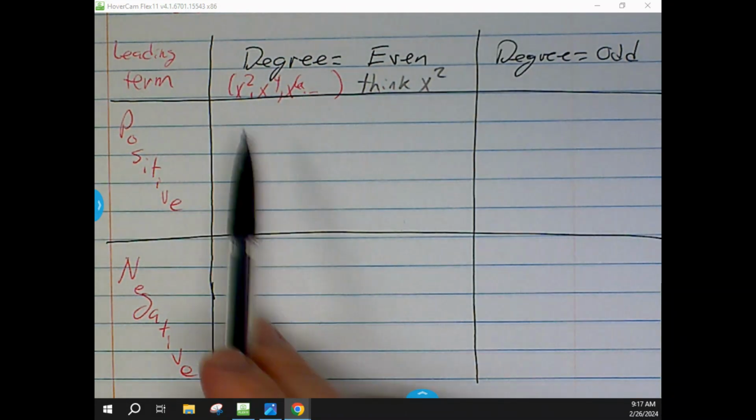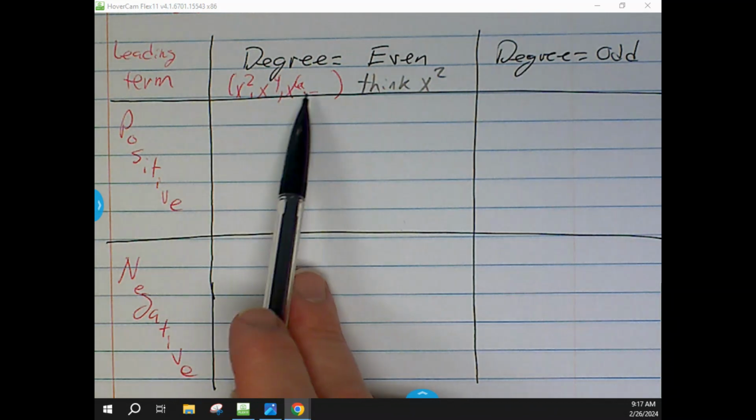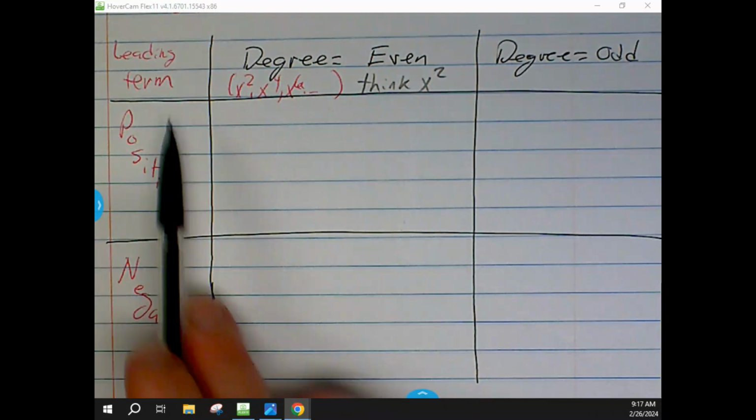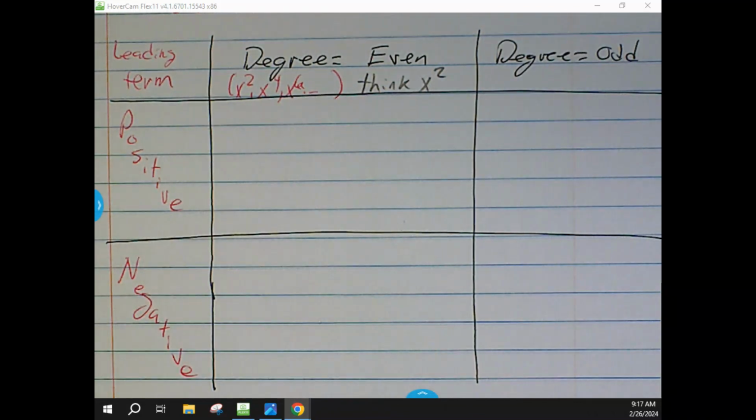And all the other graphs, if it's x to the second, x to the fourth, x to the sixth, x to the eighth, everything else after that is going to look similar to x squared, especially on the outsides, on the ends of the graph. The middle part's going to look a little different, but the ends of the graph will always be thinking like x squared.